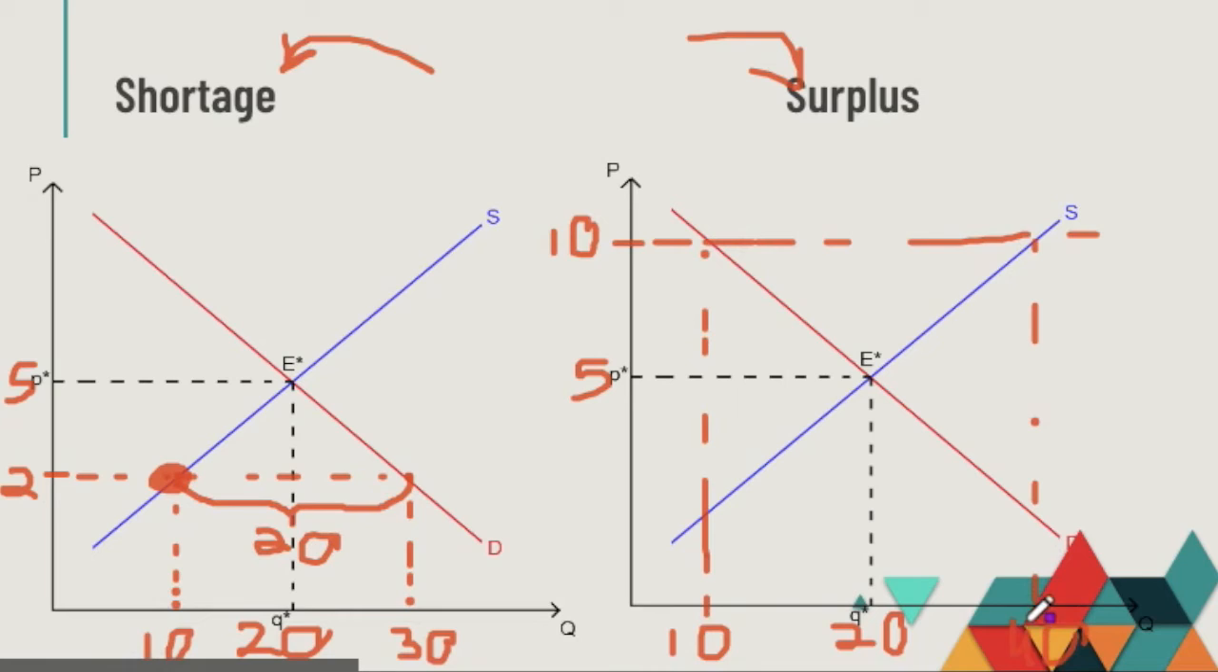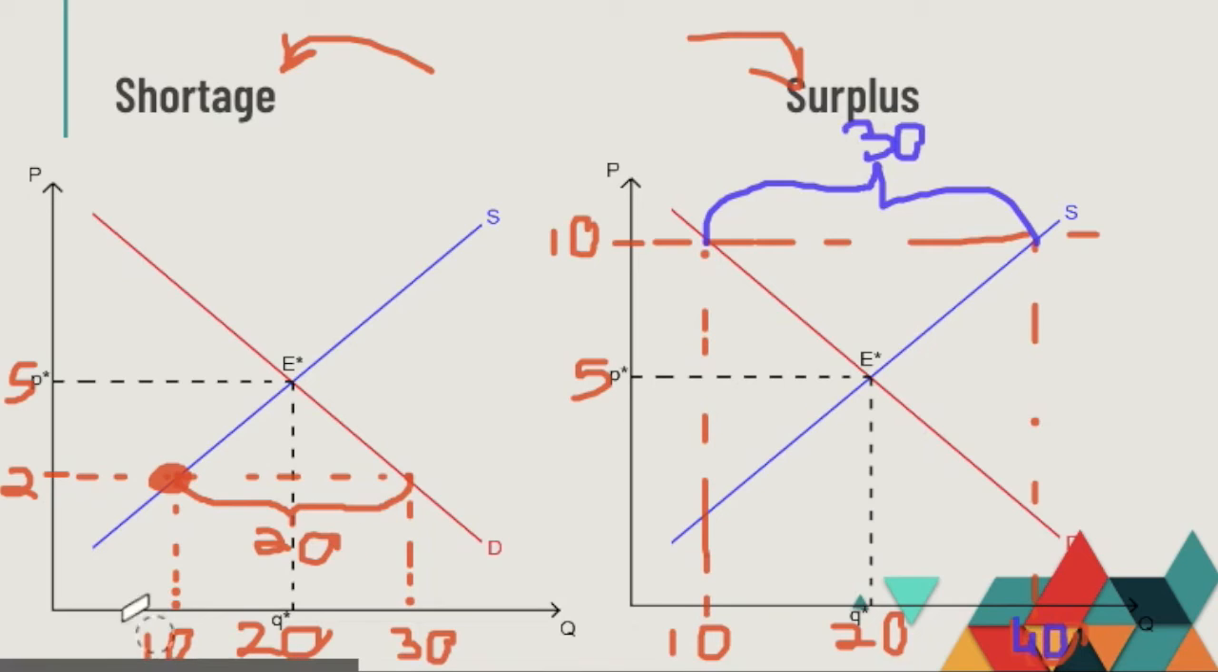Just going to choose a different color. Say that's 40. Now that means we have more supply than we have demand. And that's going to be a surplus. 40 minus 10 is going to be a surplus of 30 units. A surplus is always going to be above the equilibrium.